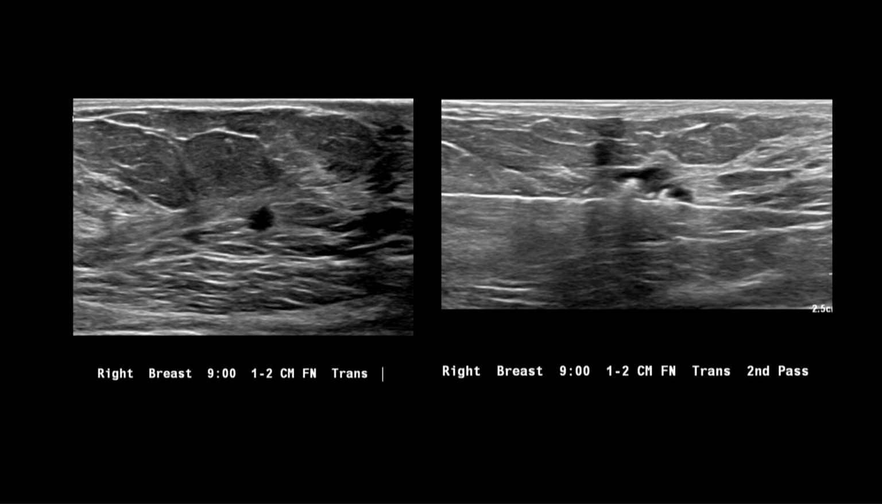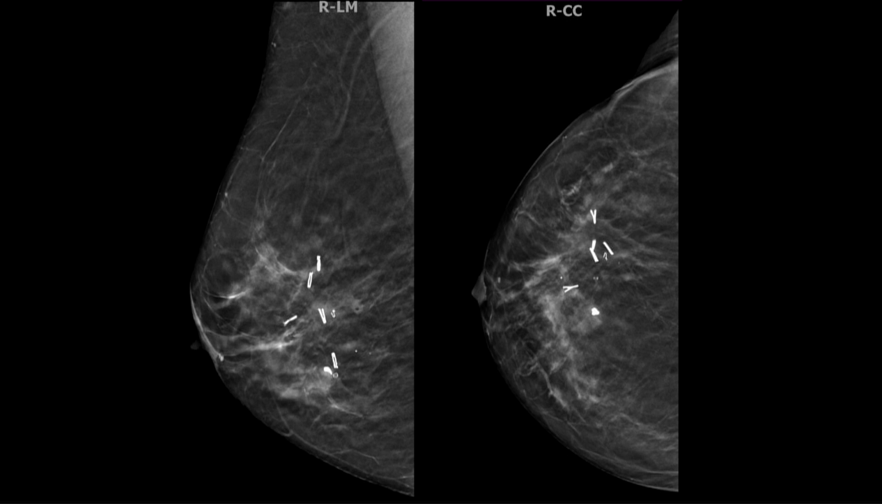An ultrasound-guided biopsy was performed. You can see the biopsy device traversing the mass, and the result was invasive ductal carcinoma. So this is our clip films, and it's important to really look at your post-biopsy mammogram. Assess the location of the clip to the original finding.